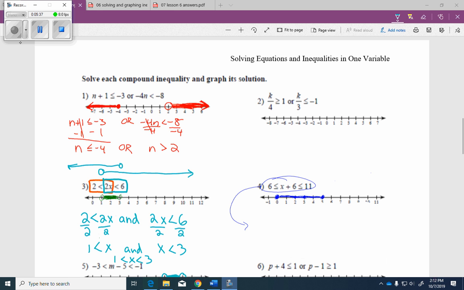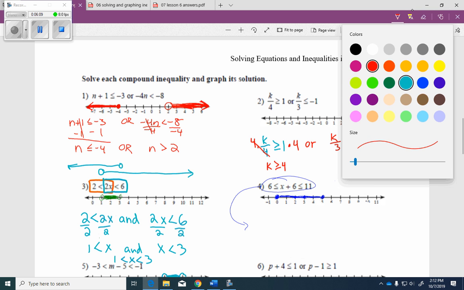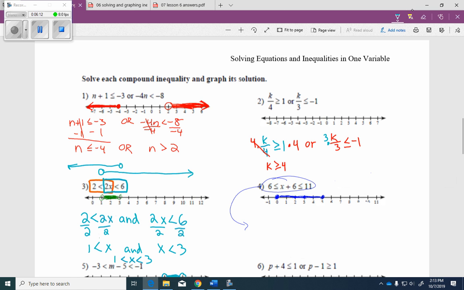So let's do just a few more together. We'll do another or. We'll go to number 2. Don't let it bother you that it's a fraction. Some of you seem to stress out over this. This is k divided by 4. So the opposite of dividing by 4 is multiplying by 4. So k is greater than or equal to 4. Or, in this case, we're going to multiply both sides by 3.